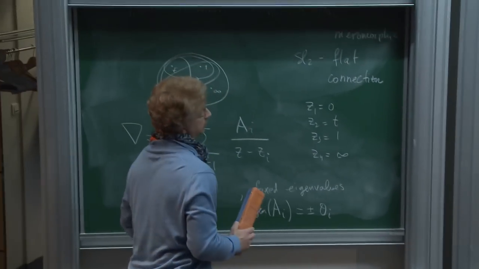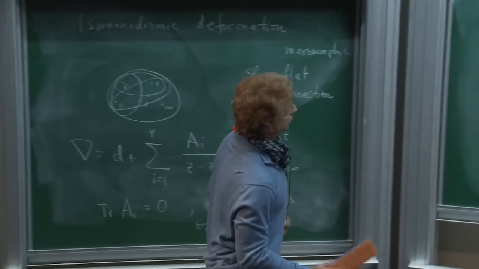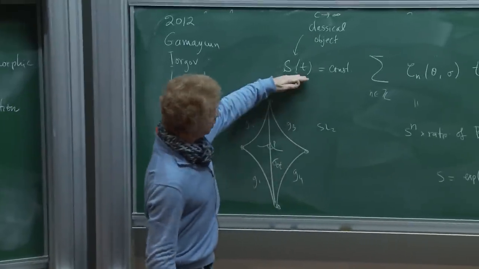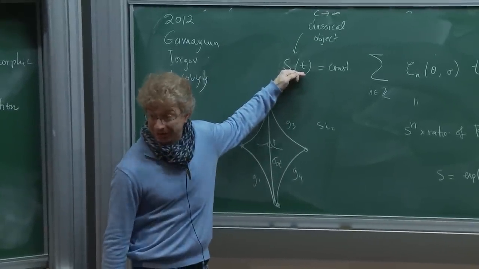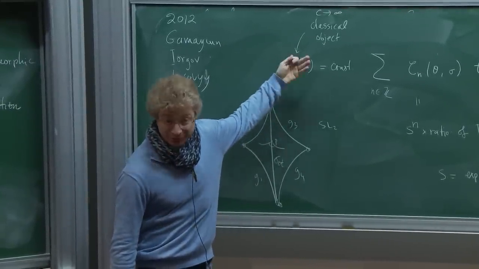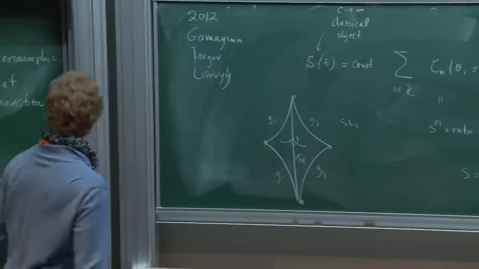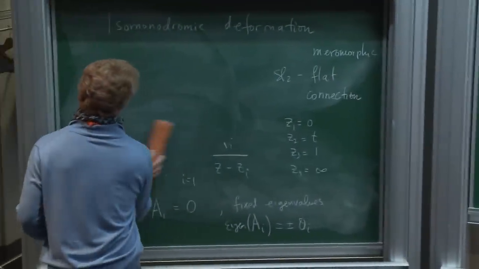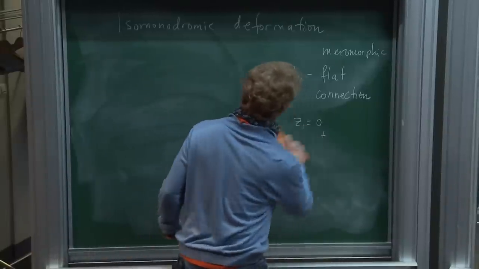Let me now explain what this tau function is. I said that this tau function of Painlevé is a classical object. It's a classical limit of something which is quantum. So what is this quantum guy? The quantum guy is of course the Knizhnik-Zamolodchikov equation.